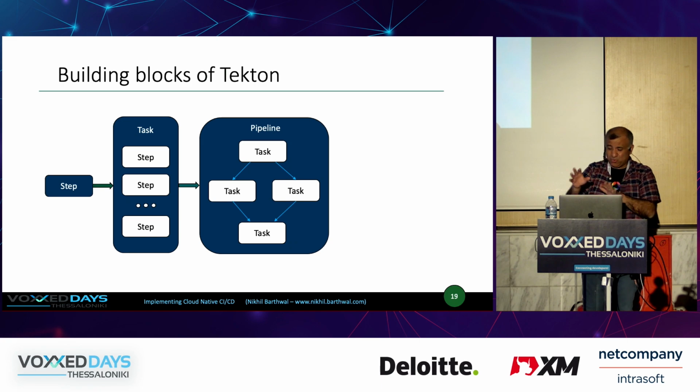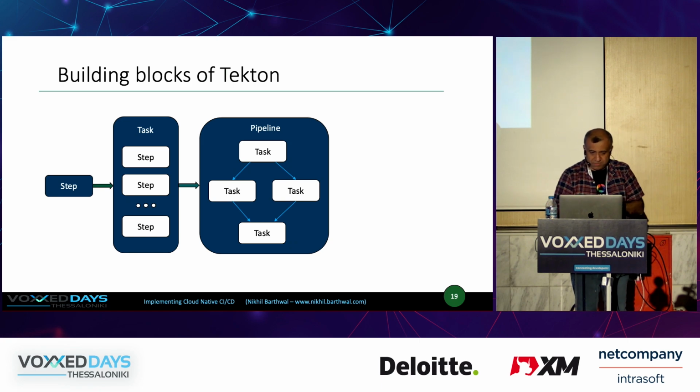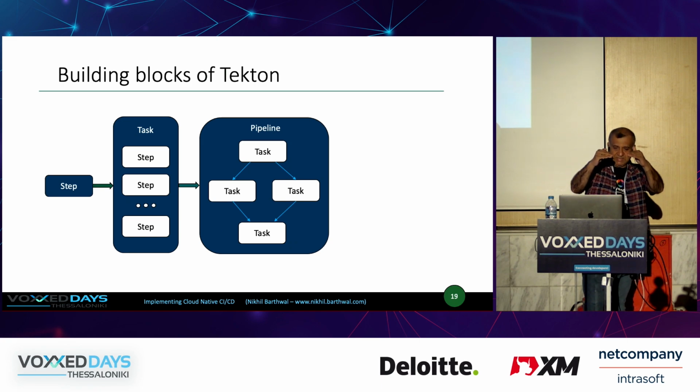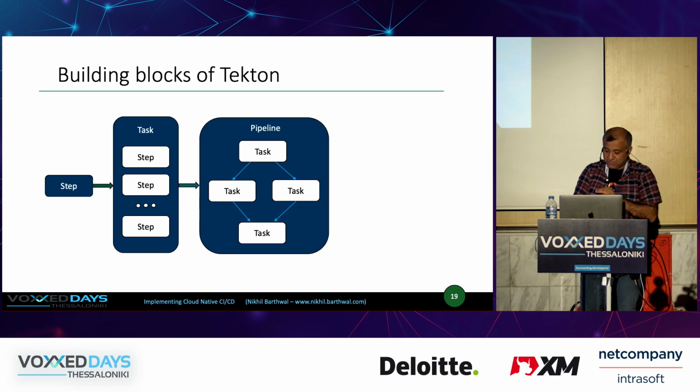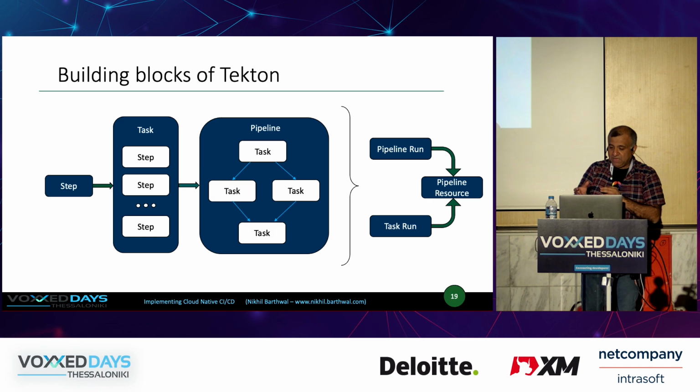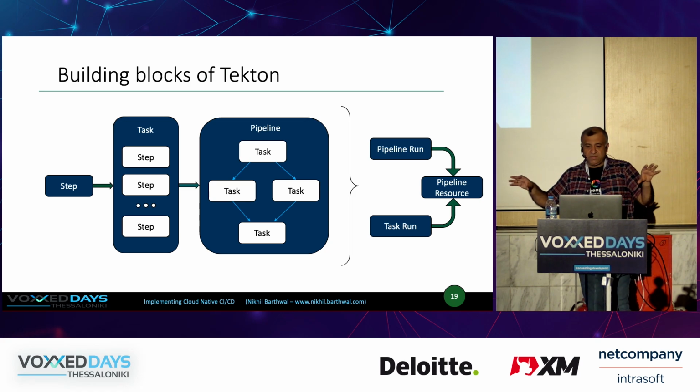I don't know if I have time to show a demo, maybe not. But a task basically consists of a set of steps, and then you build a pipeline, and a pipeline is a directed acyclic graph of tasks. And then you combine these pipelines with the pipeline resource, or a separate task with a pipeline resource, and you get a fully cloud-native CI/CD pipeline.